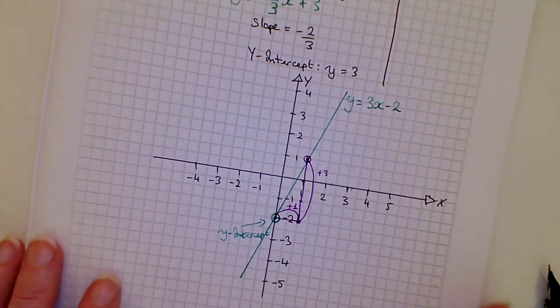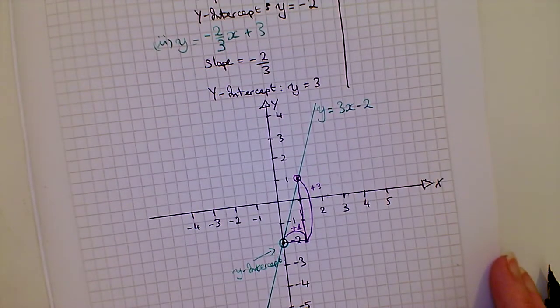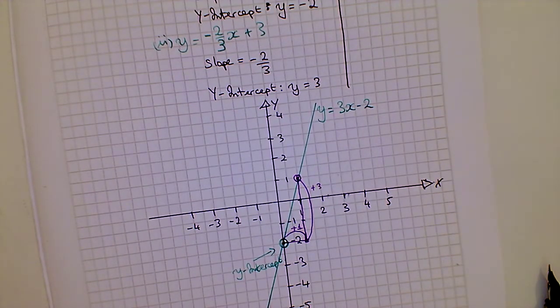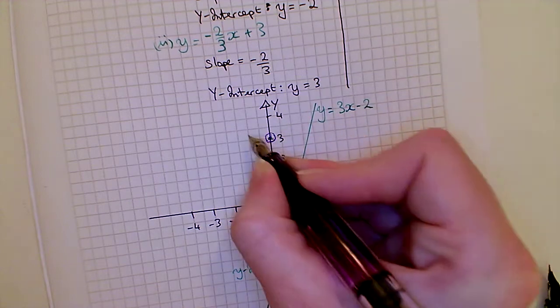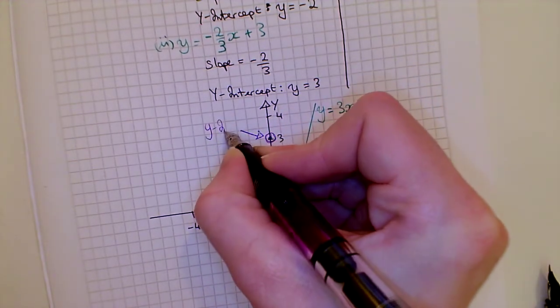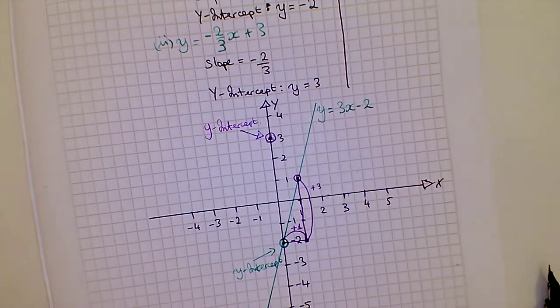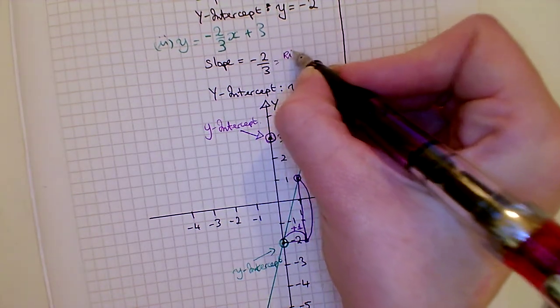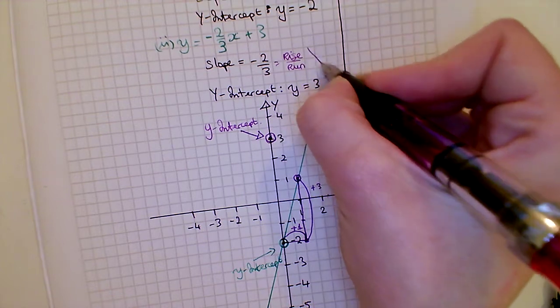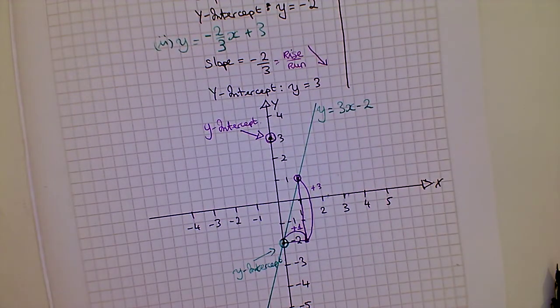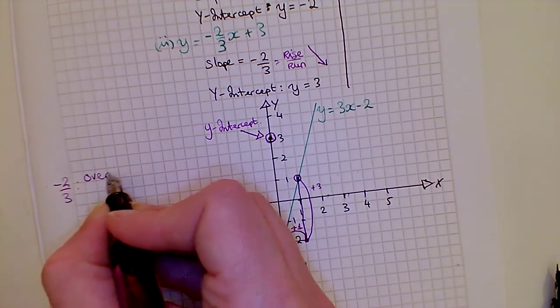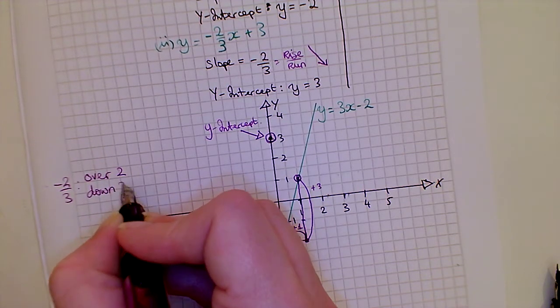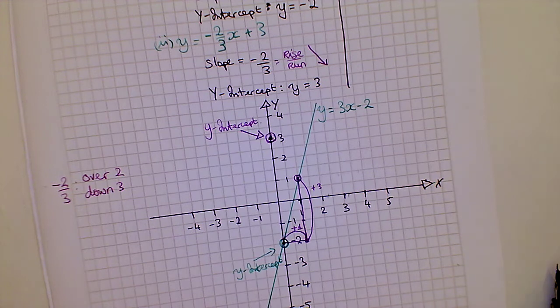I'm going to use the same axes here. So the second line had a y-intercept of 3, a plus 3. There's my y-intercept. And my slope. Now my slope is negative, so it means that it's going down. It's rise over run, but I'm going down. So -2 over 3 means I'm going to go over 2 and down 3 instead of over 2 and up 3.